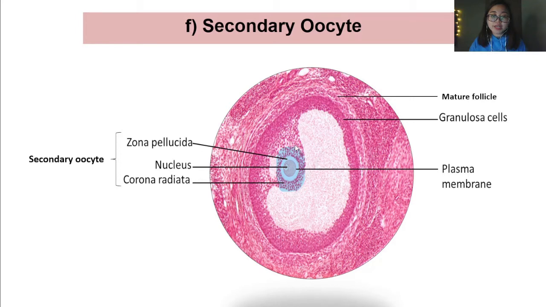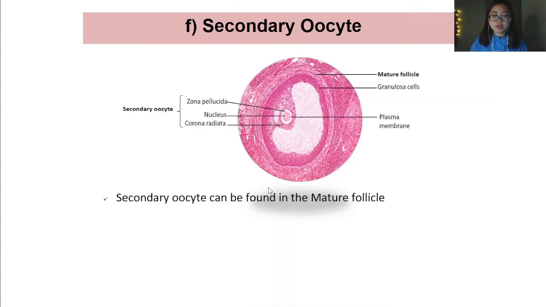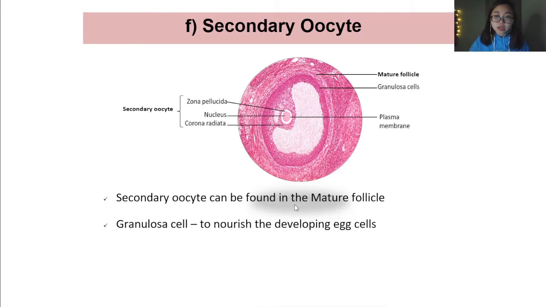Outside of the jelly layer is the corona radiata, also called granulosa cells, but the granulosa cells that are sticking to the zona pellucida. Okay, so let's have a look at that once again. The secondary oocyte can be found in the mature follicle in the ovary. Granulosa cells found inside. The function of granulosa cell is to nourish the developing egg cells.